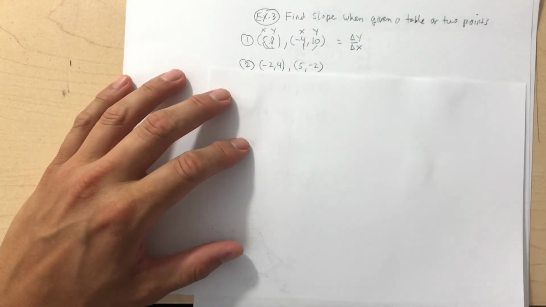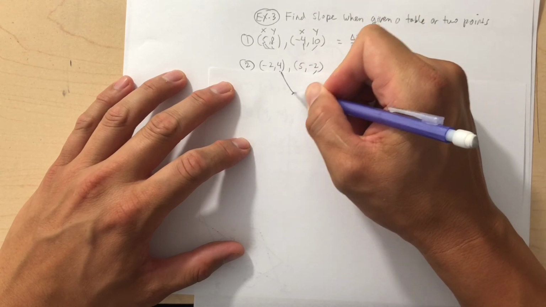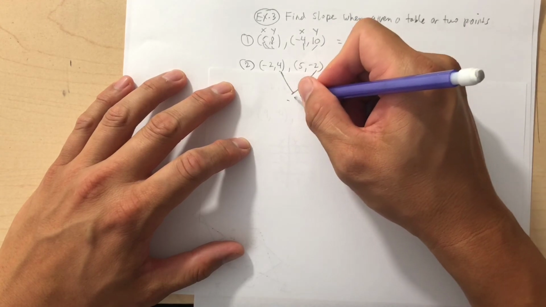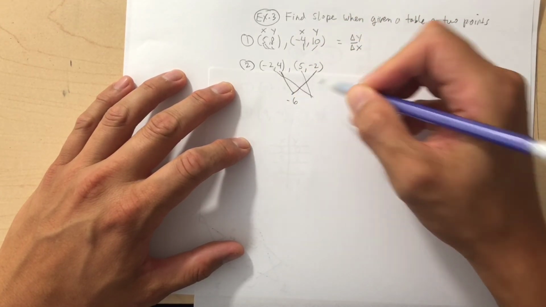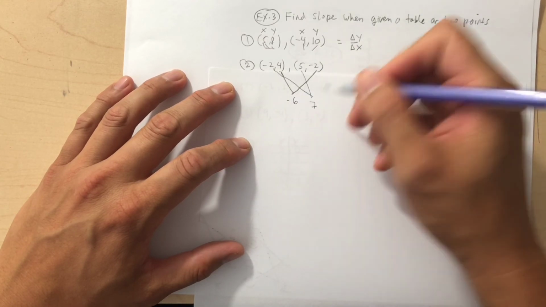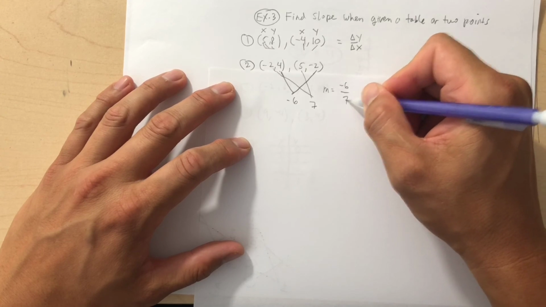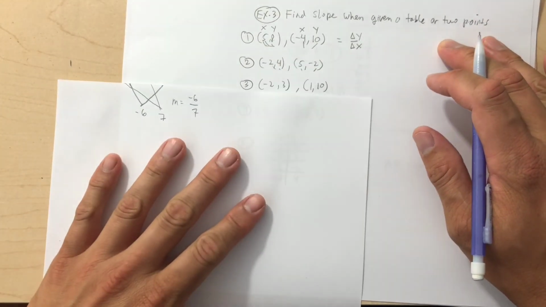So for number 2, we'll go quickly. I'm just gonna do my change in Y. You go from $4 to negative $2. That's not good. That's negative 6. And then you're going from negative 2 to 5, which is good. That is positive 7. So my slope is, again, negative 6 over 7. All right? Okay, let's go and do number 3.